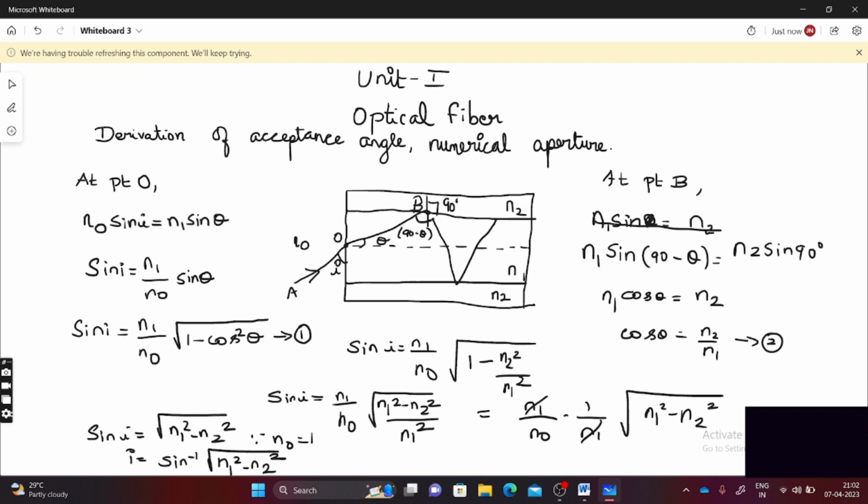Next, from this we can find the numerical aperture. Numerical aperture is nothing but sine of the acceptance angle. So sine inverse and sine cancel, and you will get root of n1 square minus n2 square. So this is said to be the numerical aperture definition.